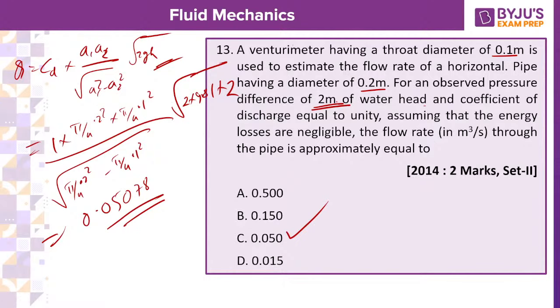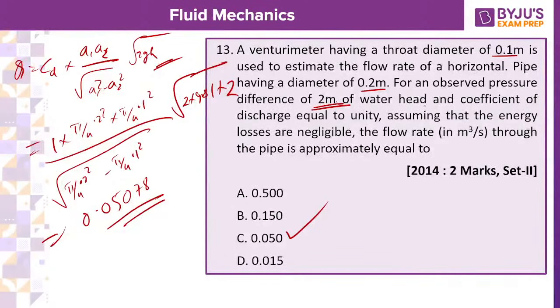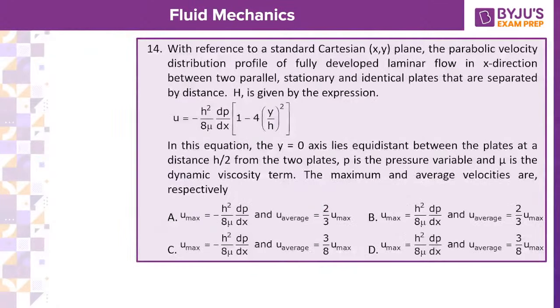But these two, this was from 2014 and this was also from 2014 only. They asked this question for set 1 and set 2, this venturimeter related to coefficient of discharge. They two are quite simple, same. This question actually looks big, but this is quite simple if you see carefully.